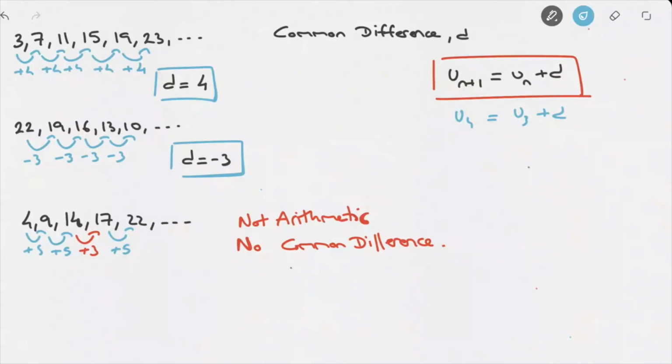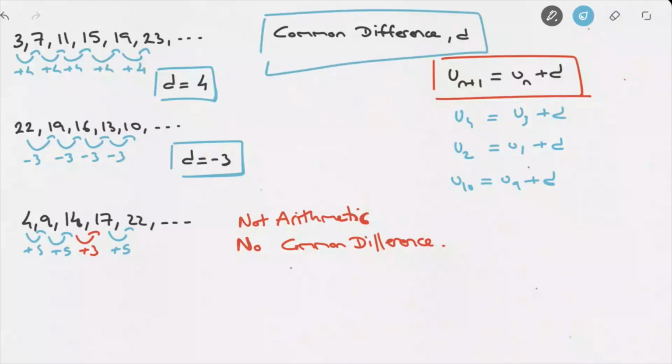In the same way, it could be even the second term, u_2, equals the first term plus d. Or it could be the 10th term, u_10 equals u_9 plus d. That's all this recursive formula is saying. So in summary, an arithmetic sequence is characterized and defined by the fact that to get from any one term to the next, we always add the same amount. That amount is known as the common difference, and we usually refer to it with the letter D.